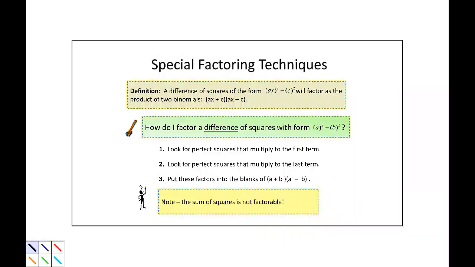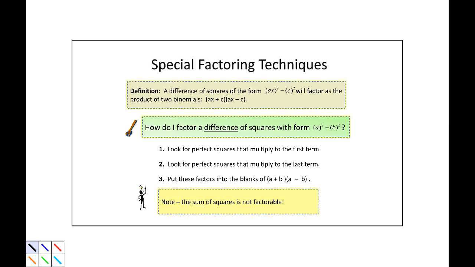Special factoring techniques. Definition: a difference of squares of the form (ax)^2 minus c^2 will factor as the product of two binomials. The first binomial is ax plus c, and the second binomial is ax minus c. So how do I factor a difference of squares with the form a squared minus b squared?